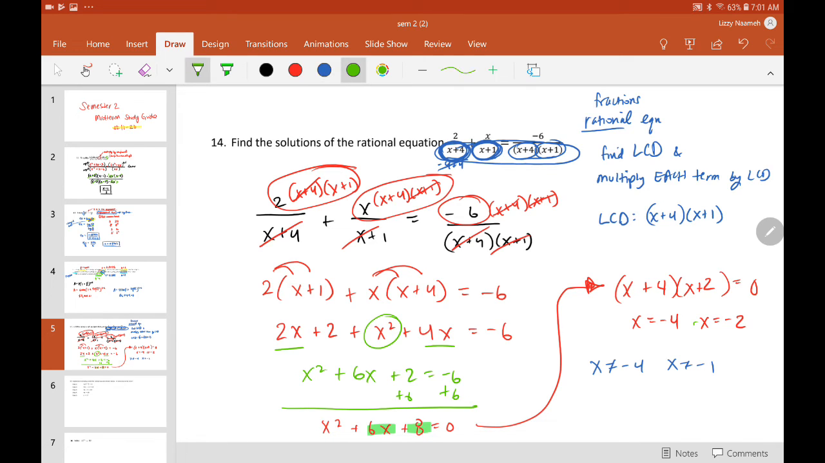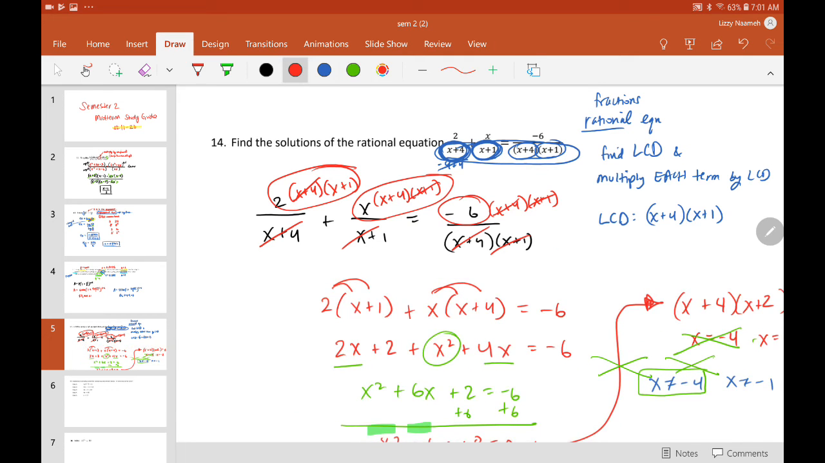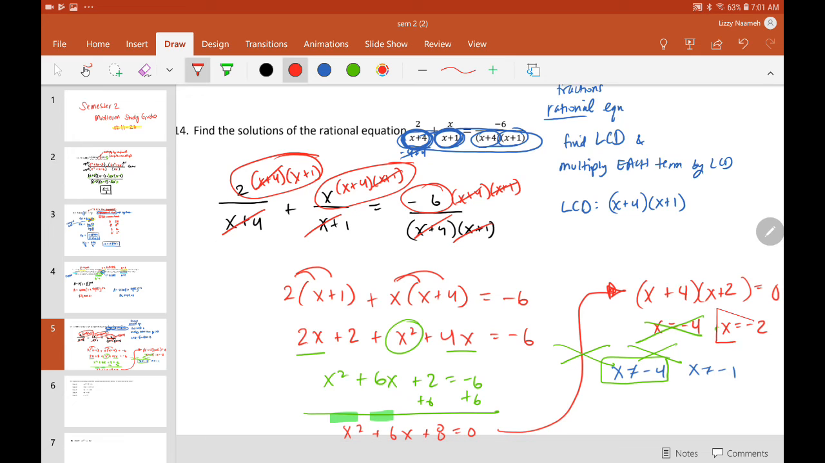So notice that actually, since x cannot equal negative 4, this cannot be a solution, just like x can't equal negative 1. So that means my only true answer here is x equals negative 2, because x equals negative 4 was extraneous.